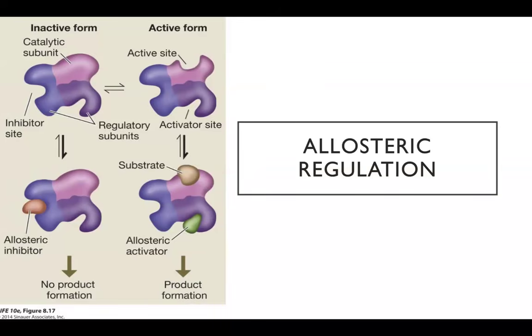So allosteric enzymes are controlled by allosteric regulators, which bind to a site that's separate from the active site. If this is the active site, the inhibitor binds here, the activator binds here, so they bind to a separate site. Positive allosteric regulators help stabilize the active form, while negative allosteric regulators stabilize the inactive form.